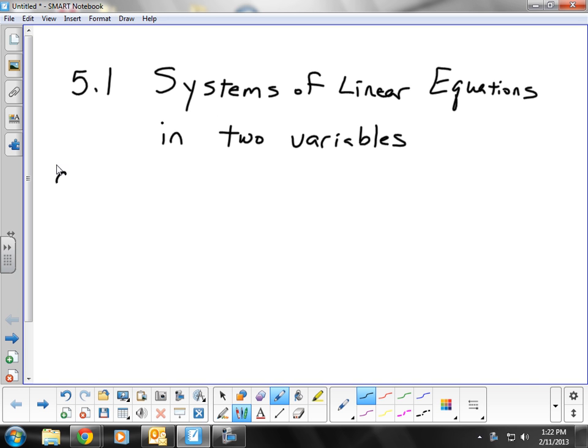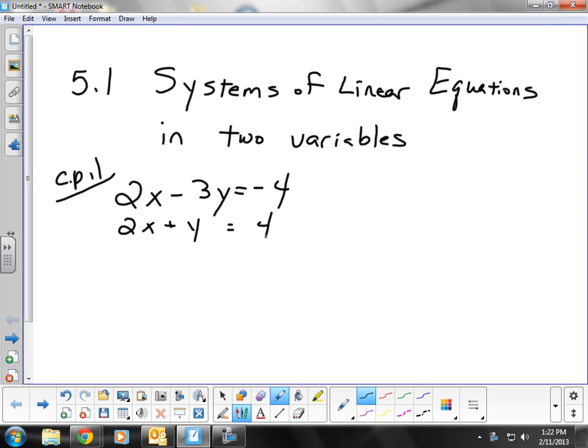So we've got checkpoint 1. My two equations in this problem are 2x minus 3y is equal to negative 4, and 2x plus y is equal to positive 4. Now, on this particular example, all they want you to do is decide if these two points here happen to be solutions to this system of equations.